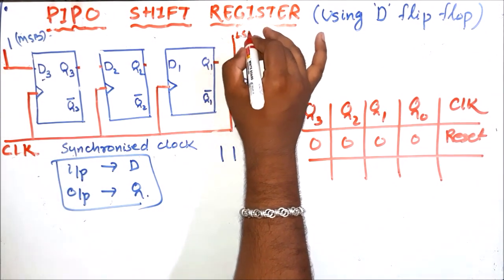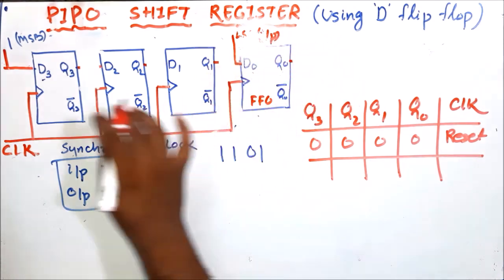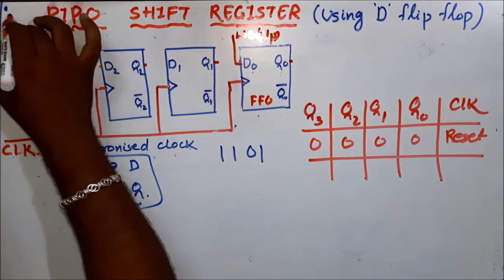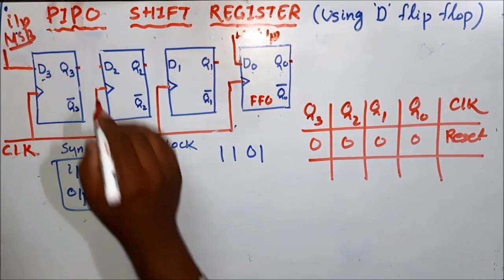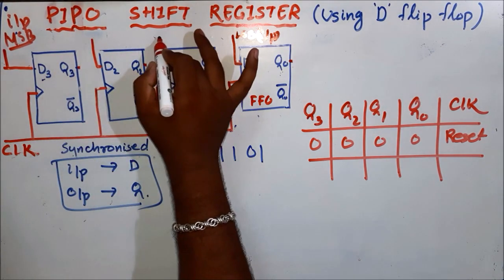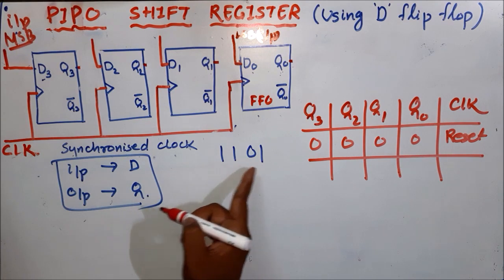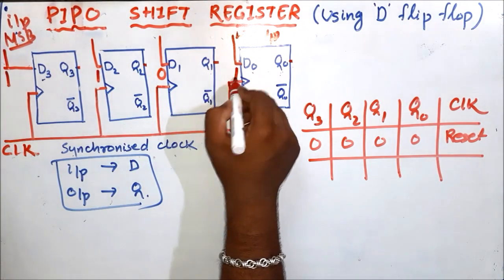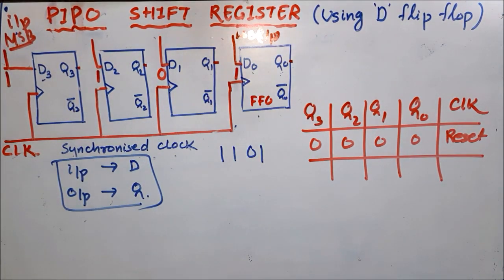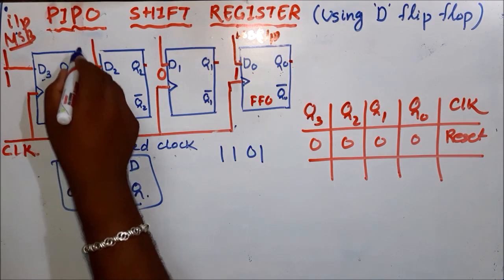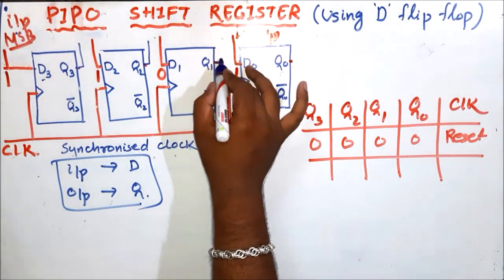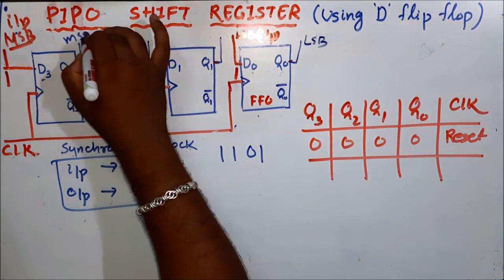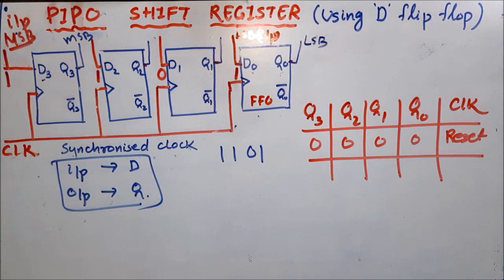So this is my LSB input, and this is my MSB. The red line indicates input. So I can give input here, I can give input here. So my input is 1101. Here it is 1, here it is 1, here it is 0, and here it is 1. So this is my input. And the output I am taking from Q3, from Q2, from Q1 and Q0. So this is my LSB, this is my MSB. The blue line indicates the output.